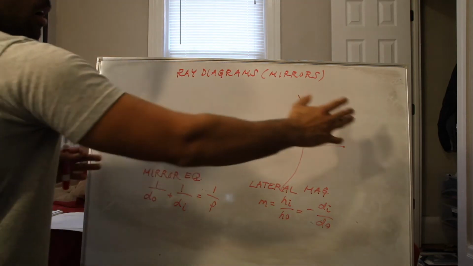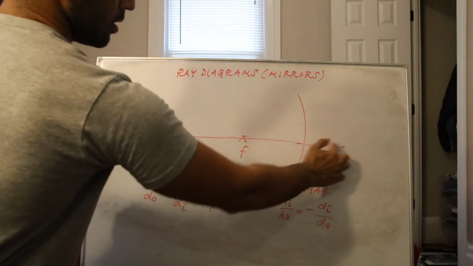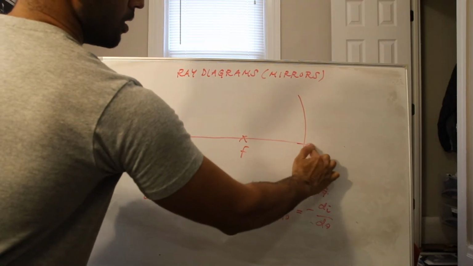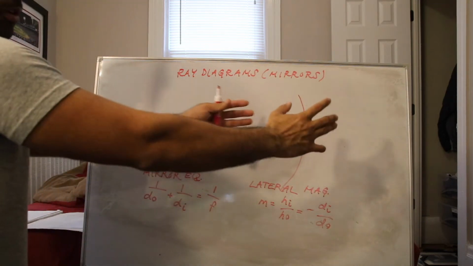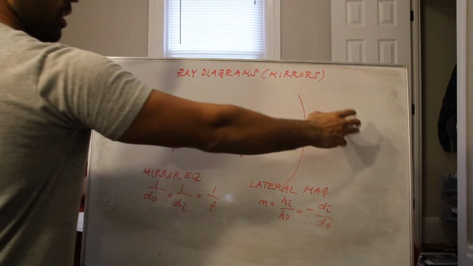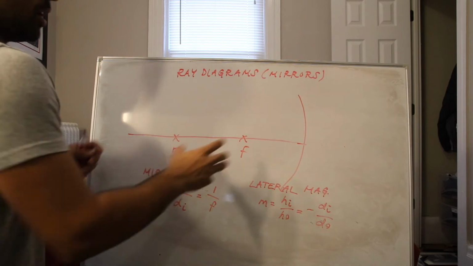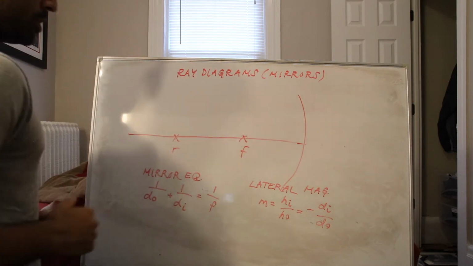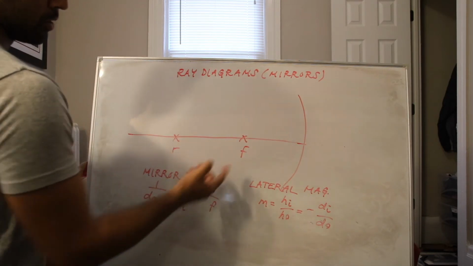So if we have a mirror, behind the mirror is the image, or like the mirror's world almost. If the light rays converge in the mirror's world, it'll be a virtual image. If it converges in real life, it'll be a real image. And then F, of course, is our focal point.